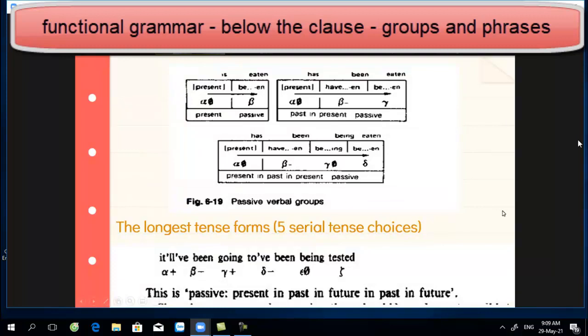So we have the passive verb groups here, as in figure 6.19. And we have the longest tense forms that have five serial tense choices here. So we have "it has been tested" here. So we can see that this is very long, and it has the longest tense forms like passive, present, in past, in future, in past, and in future. So we move backwards here from the word "being".